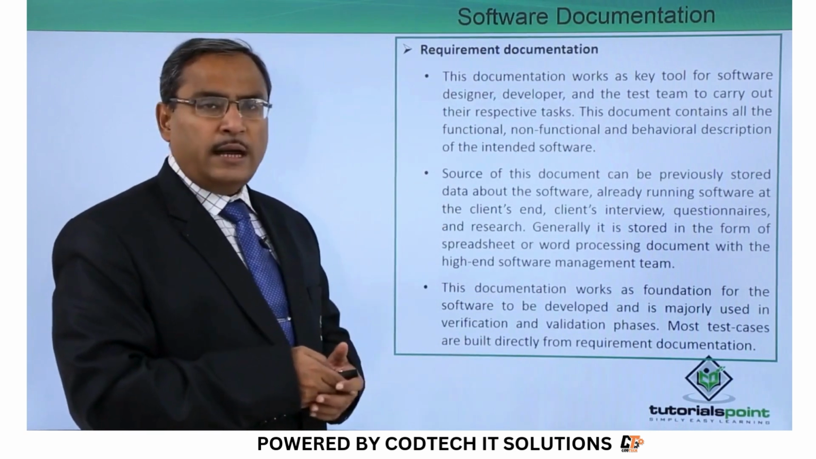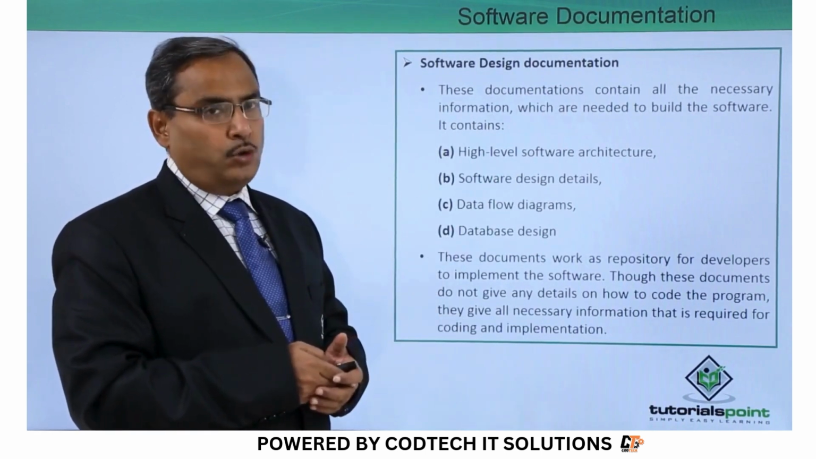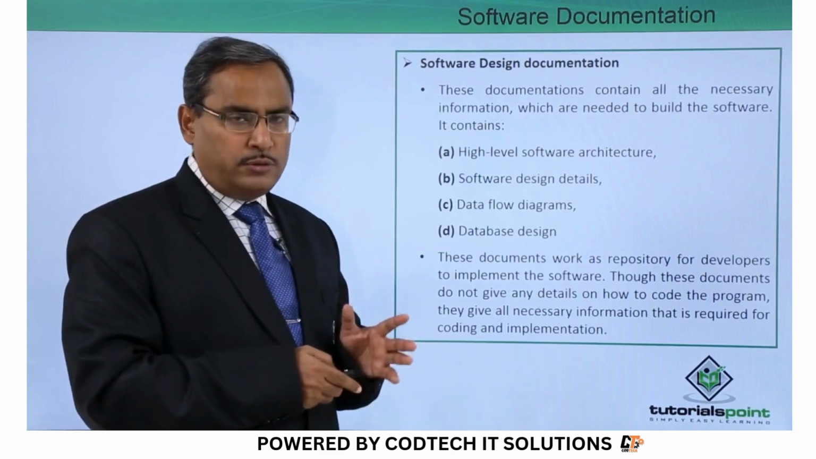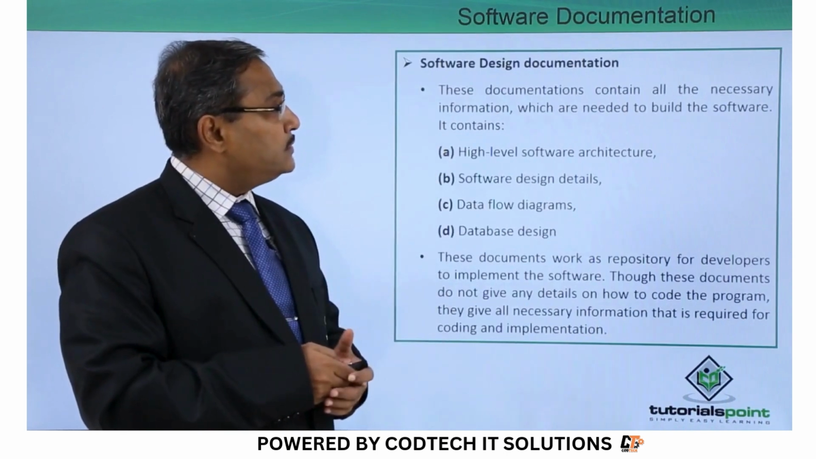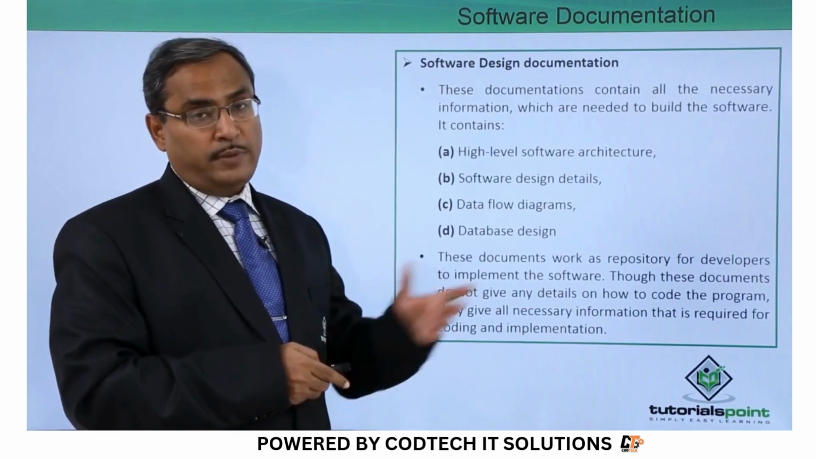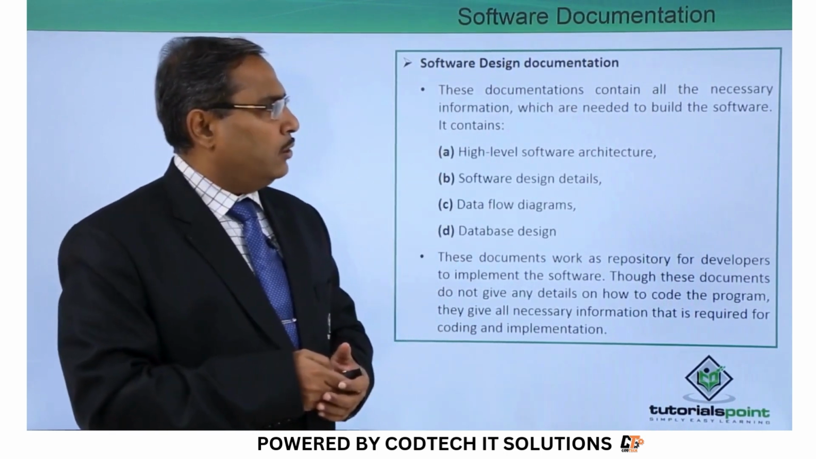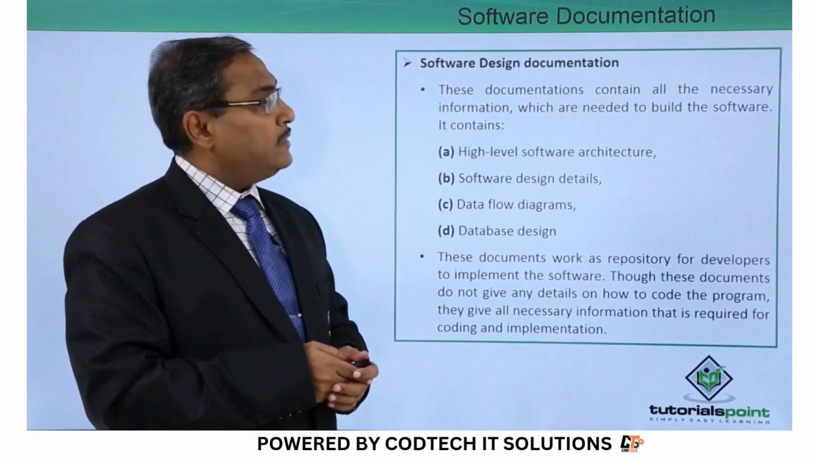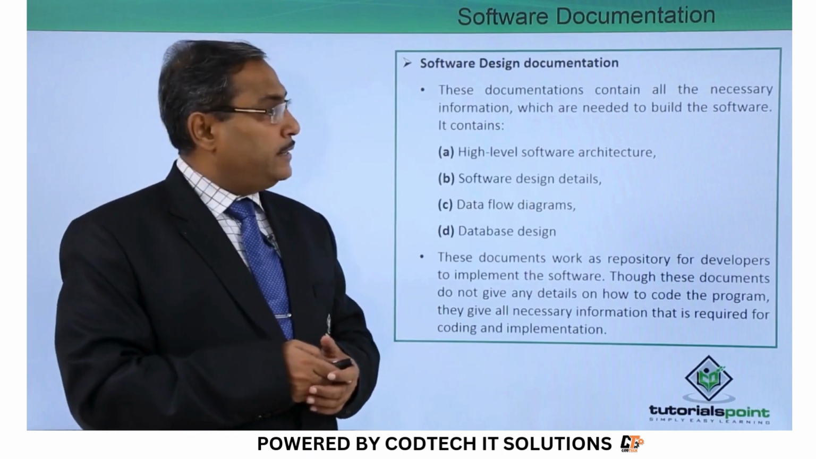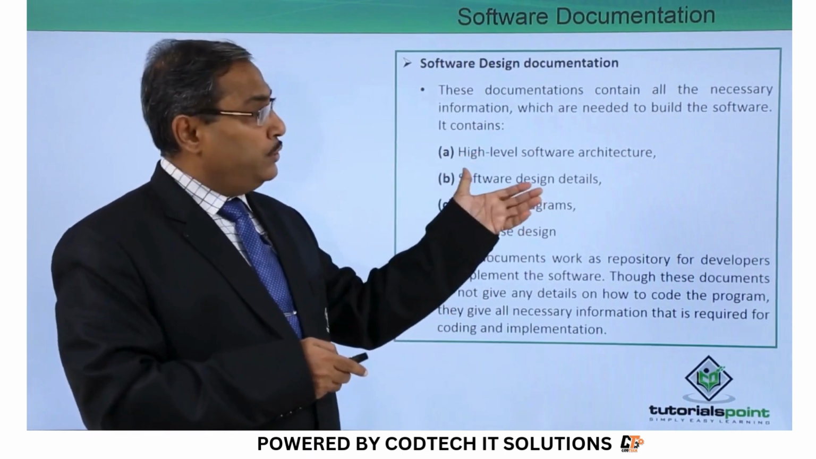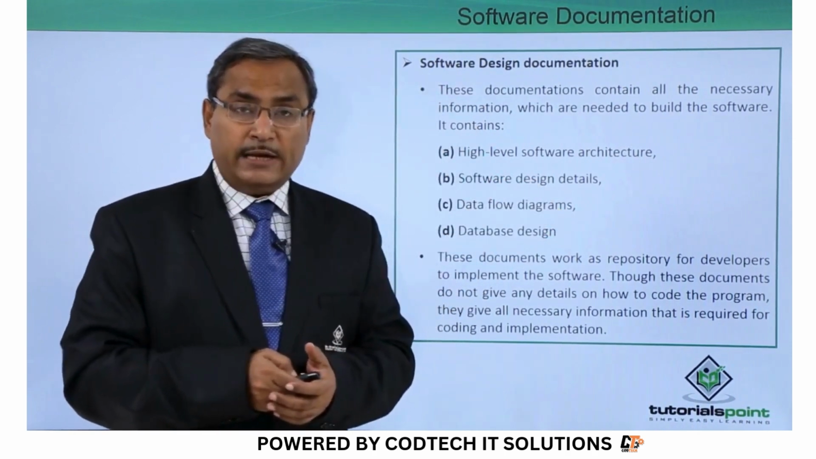So we have got the detailed idea about this requirement documentation. Now we are going to discuss the software design documentation. So we had four different documentations. One was the requirement documentation we have discussed. Next we are going to discuss this software design documentation, then we will have the technical and the user documentation. So these software design documents contain all the necessary information that is needed to build a software. What different features are to be implemented and what different information is required for building the software will be kept in the software design documentation.